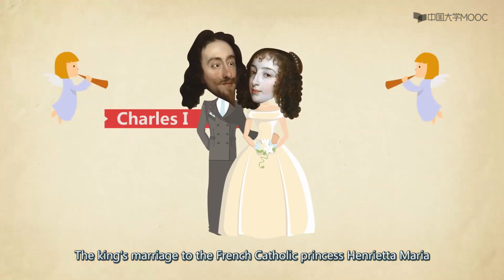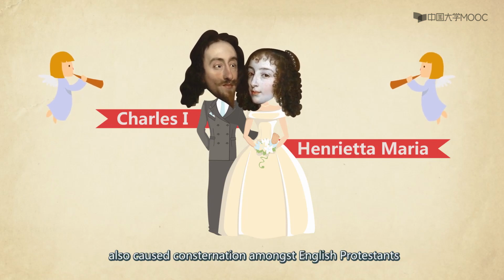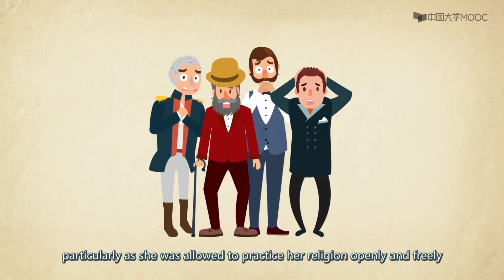The king's marriage to the French Catholic princess Henrietta Maria also caused consternation amongst the English Protestants, particularly as she was allowed to practice her religion openly and freely.